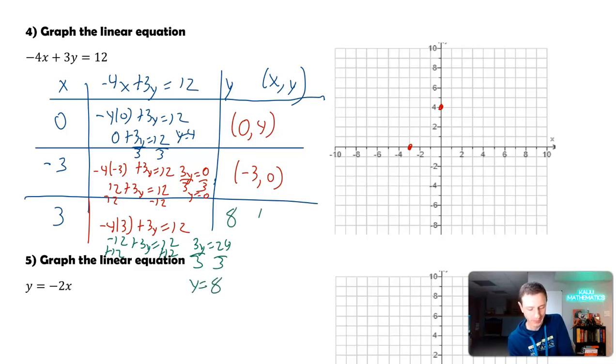So (3, 8). Where am I at here? (3, 8). There it is. Now we have our line. Yeah, definitely a little bit more of a difficult one on that one. I can't move it over.